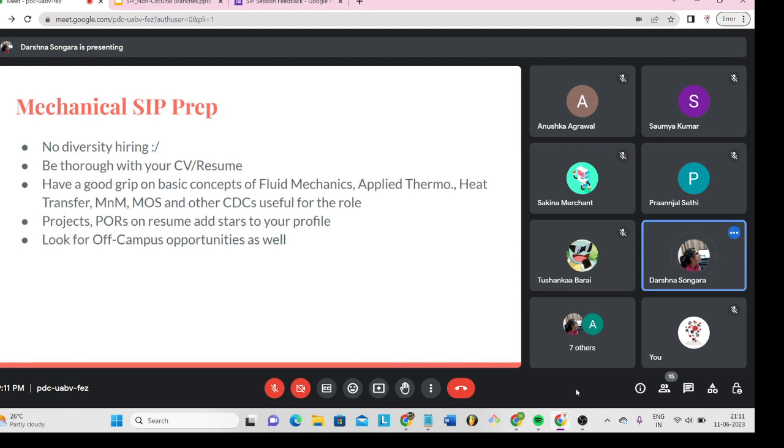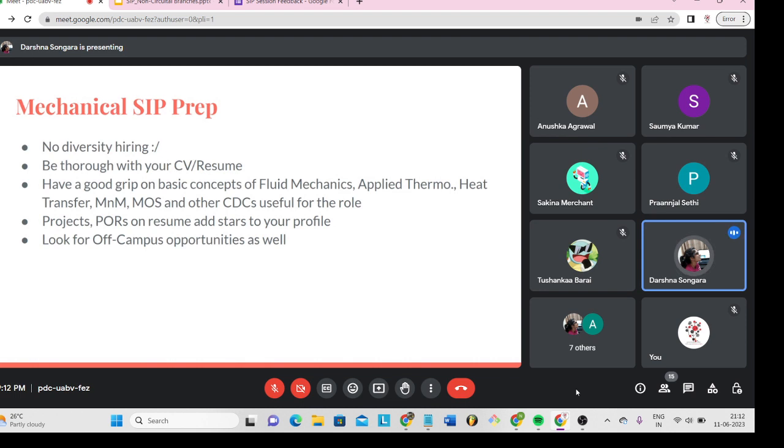It's fine. Apart from that, if you have any PORs, or any projects, in the university, outside the university, some other place, it all just adds brownie points to your profile. Especially when it comes to PORs, it will hardly be the case that you won't have an HR round. There will be some component of an HR round, if not a separate HR round.